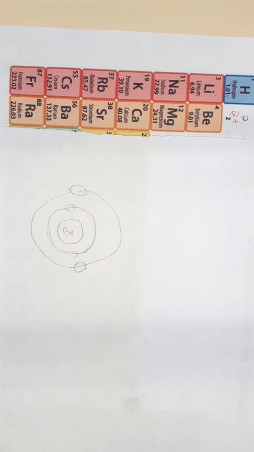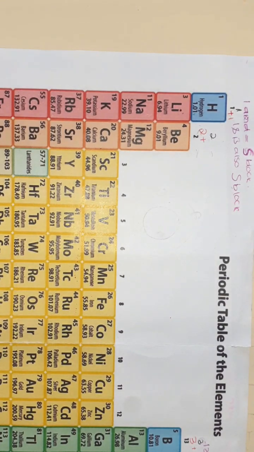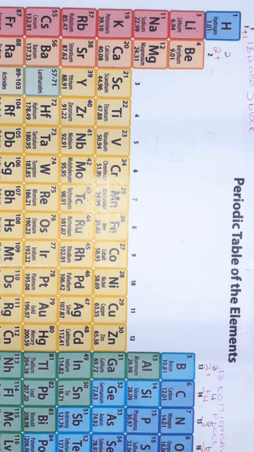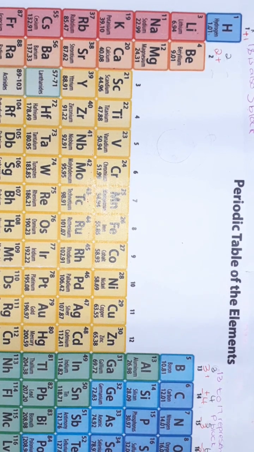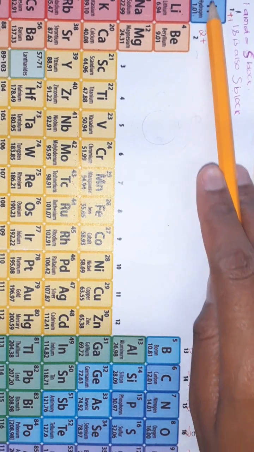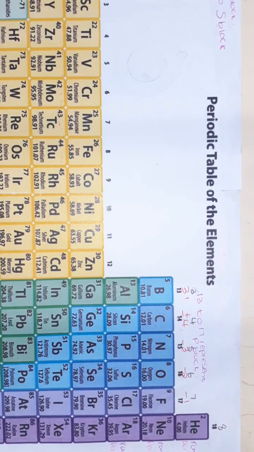That will be the valency electrons. So beryllium has valency electrons of 2. Let's try to find the valency electrons of carbon. Carbon is here in group 4. So we have 1, 1, and 2.